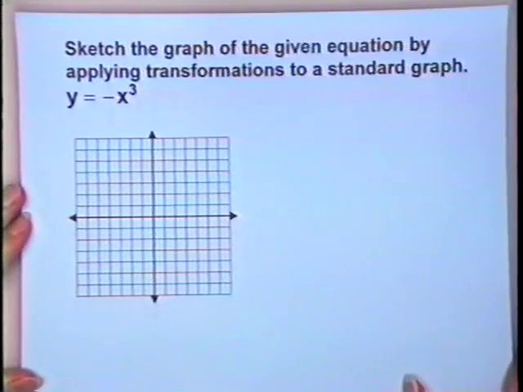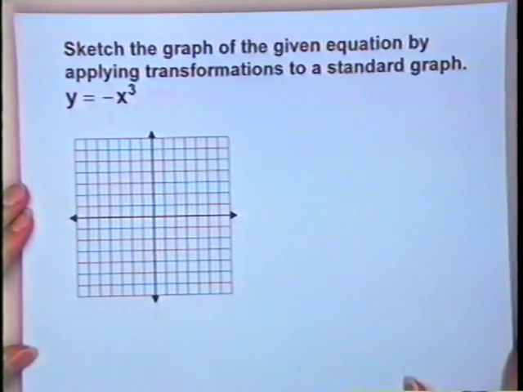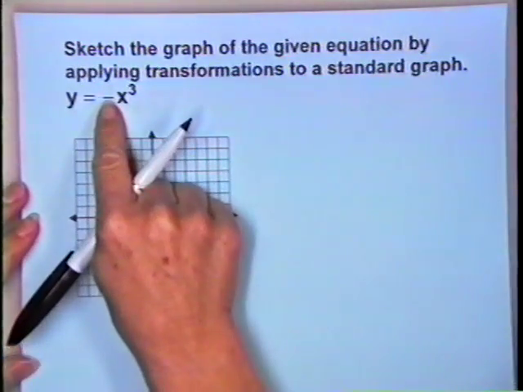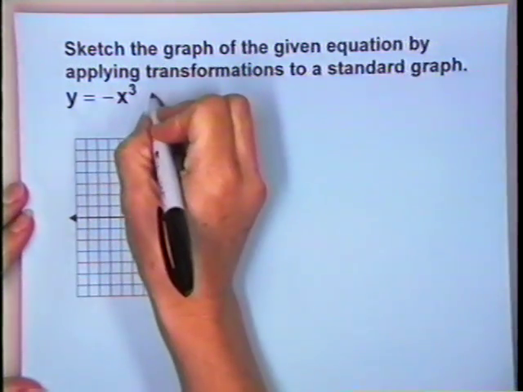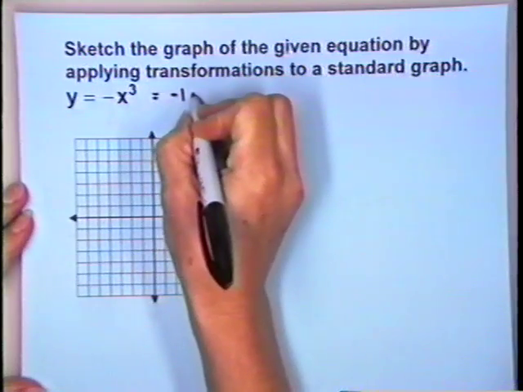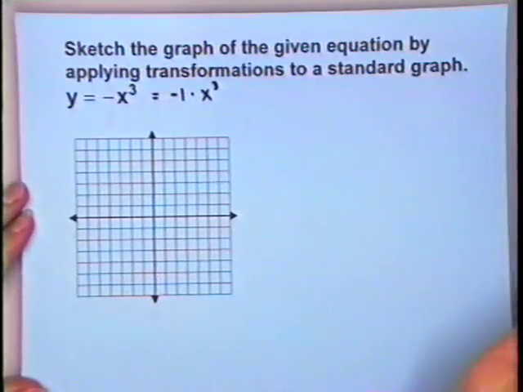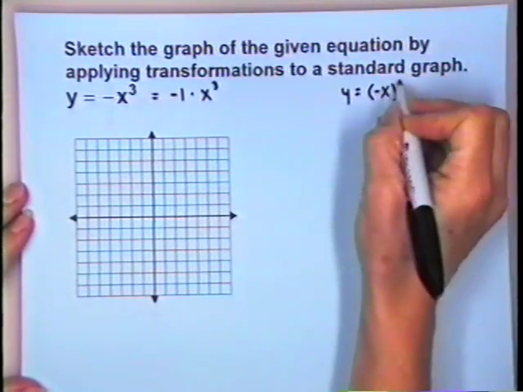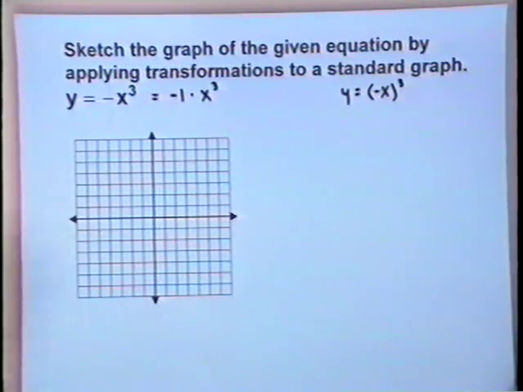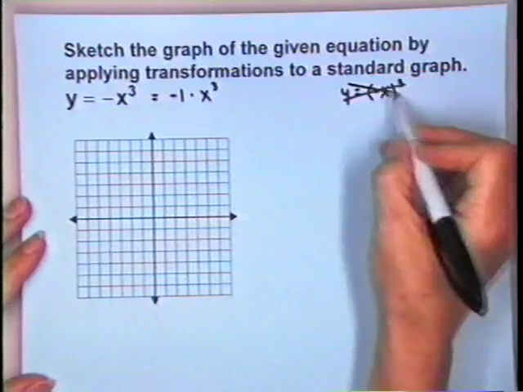Sketch the graph of the given equation by applying transformations to a standard graph. Now, be careful on this one. It's very important that you understand what this equation is saying to you. When you have a negative in front here with a variable and with an exponent, you have to remember this is basically like saying -1 times x cubed, and your exponent happens first. This is not saying the quantity -x raised to the third power. Y equals quantity -x raised to the third power is a little bit different, so you want to be careful about interpreting that. This is not what we have.